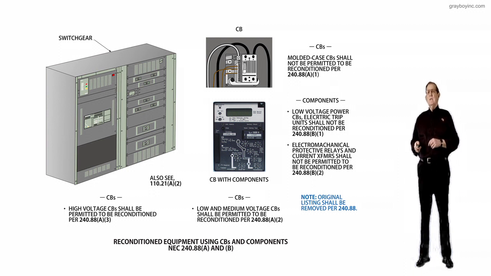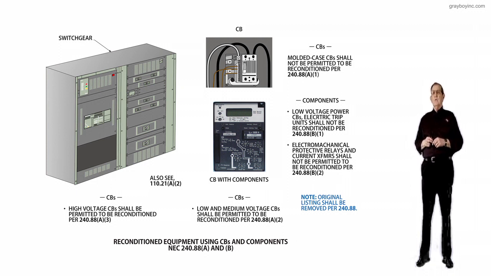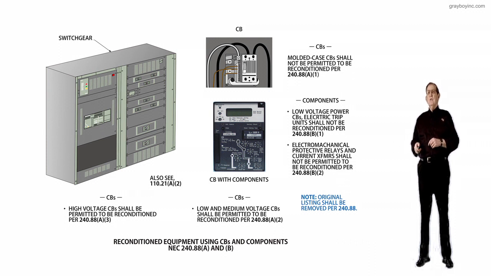Still dealing with these circuit breakers, but low and medium voltage circuit breakers. Now that's Article 311, that used to be the existing Article 328, shall be permitted to be reconditioned per 240.88 A as in apple 2. Now, again, I'd like to point out that it's very important what the note states.